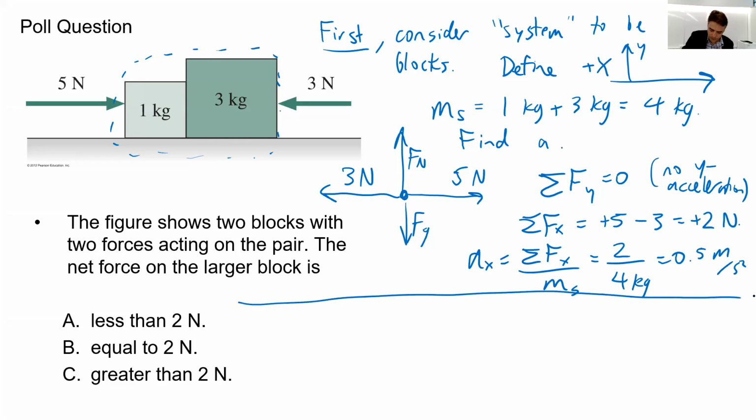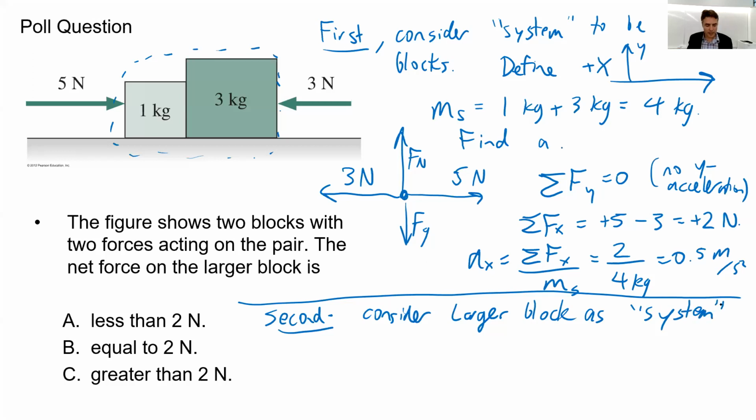And then what you do, second, consider the larger block as the system. Because that's what you're asked about, what's the net force on the larger block. And what you know is that the acceleration is equal to plus 0.5 meters per second squared. Since the whole system is accelerating towards the right with an acceleration of 0.5 meters per second squared, then that applies to all the objects in the system, including the larger block.